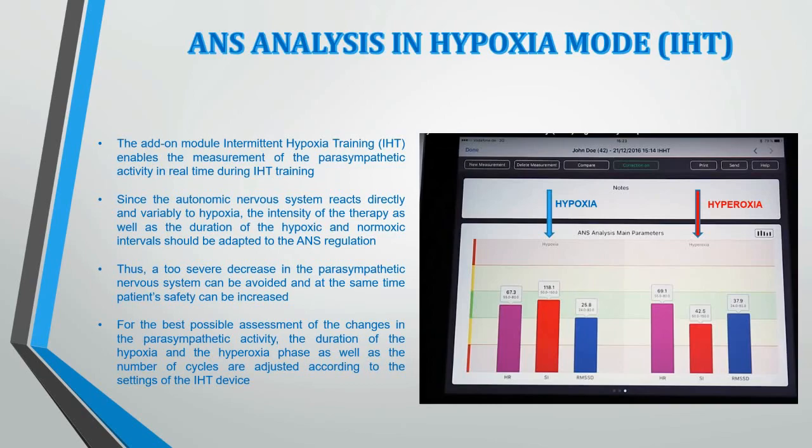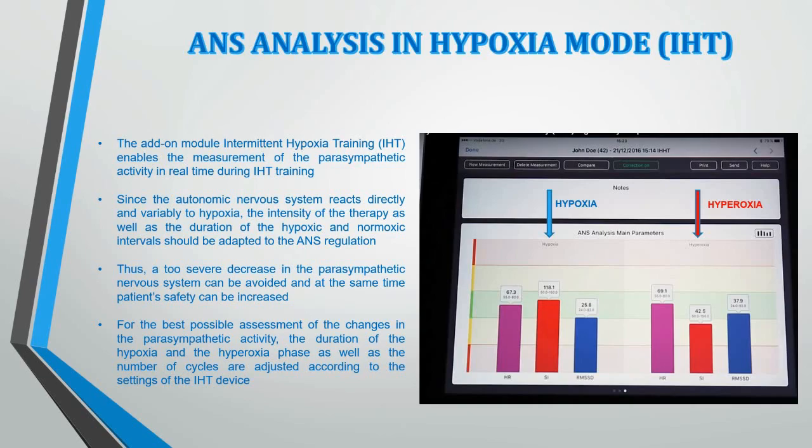The third module that is available as an add-on to the ANS Analysis Professional system is the so-called IHT module. IHT means intermittent hypoxia training and enables the measurement of the parasympathetic activity in real time during so-called IHT training. And since the autonomic nervous system reacts directly and variably to hypoxia, the intensity of the therapy as well as the duration of the hypoxic and normoxic interval should be adapted to the ANS regulation.